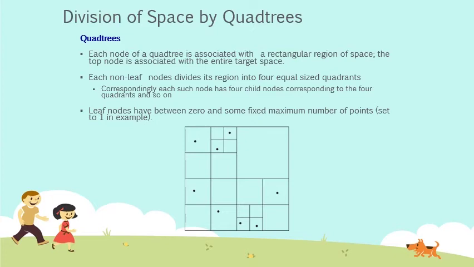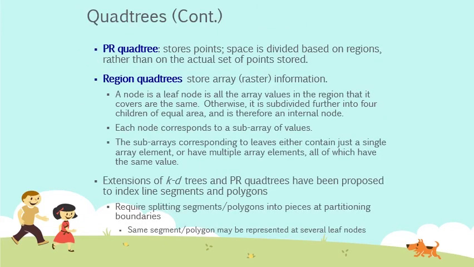Correspondingly, if the region corresponding to the node has more than the maximum number of points, child nodes are created for that node. In the example in the figure, the maximum number of points in the leaf node is set to 1. This type of quadtree is called a PR quadtree to indicate it stores points and that the space is divided based on regions rather than on the actual set of points stored.